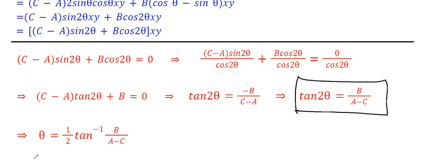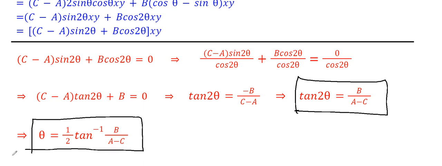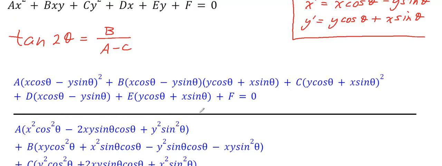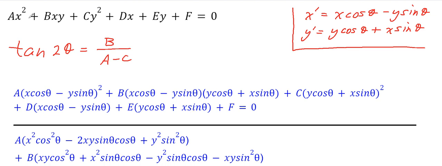But if we solve for theta with tangent inverse, then we end up getting this. So either one of these are the formulas. If you want to know how much a conic was rotated, basically all you're going to do is take these 3 coefficients and put them in here and then solve for theta, and you'll know the angle of rotation.